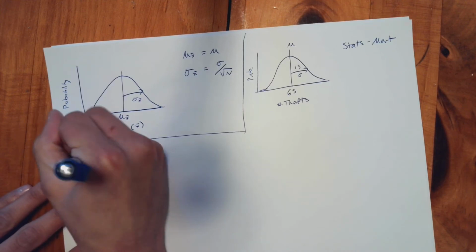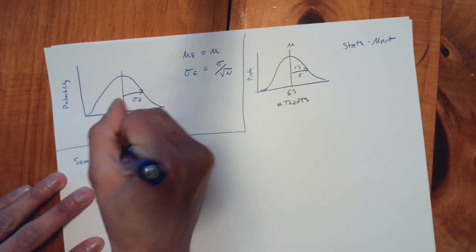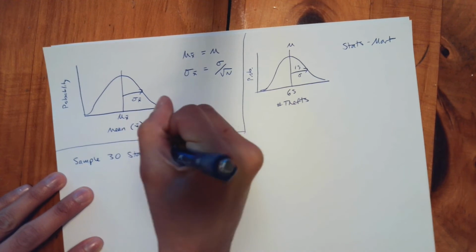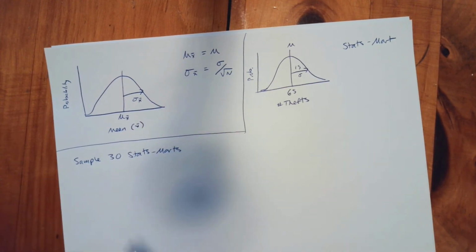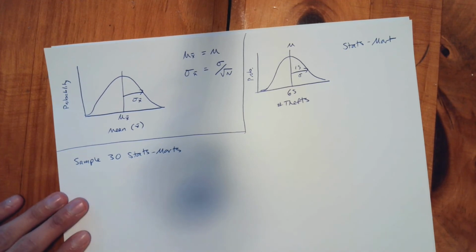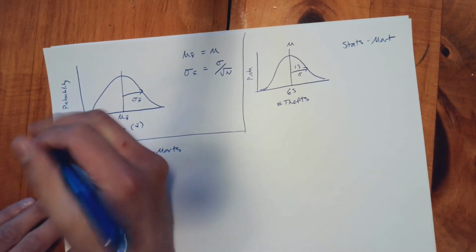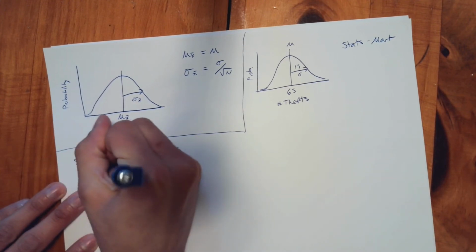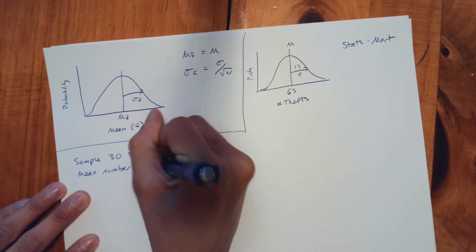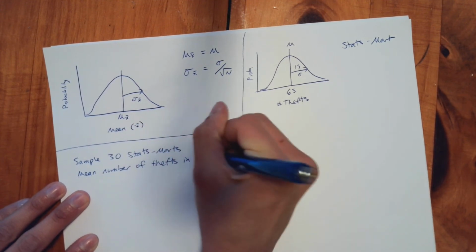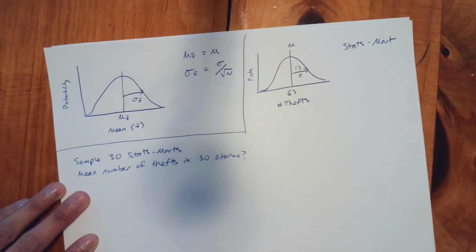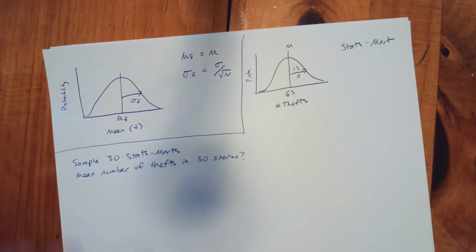But we're going to say we're going to sample 30 stat smarts. So we're going to take the 30 of these stores and we're going to look at the number of thefts that occurred in each store. And what we're going to do is calculate the mean number of thefts in those 30 stores. So the statistic we're interested in is going to be the mean number of thefts in 30 of these stores.